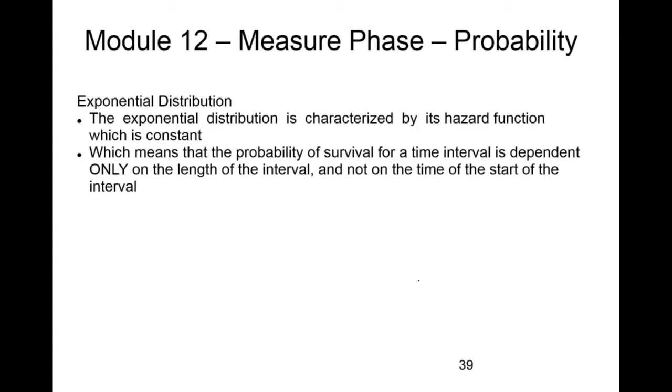One thing that characterizes it is the hazard function, which is constant, which means that the probability of survival for a time interval depends only on the length of the interval, not on the time from start to finish. So if we're looking, for example, at the odds of a defect occurring, it's not going to change during the course of the day. At any given point, say we're sampling over a period of 10 minutes, the hazard rate will stay the same. It won't be different 4 hours into our process than it was at the start of the process.